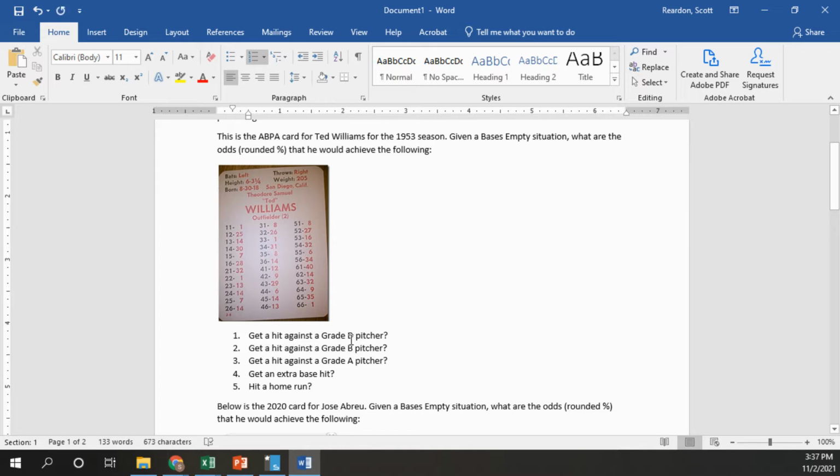All right. So against a grade D pitcher, what are the odds that Ted Williams is going to get a hit? What I'm going to do is go through his card. Now, every card has 36 results, right? Red die 1, white die 1, all the way through red die 6, white die 6, 36 different possibilities. So I'm going to count against a grade D pitcher every potential hit. Anything less than a 12 is going to be a hit against a grade D pitcher.